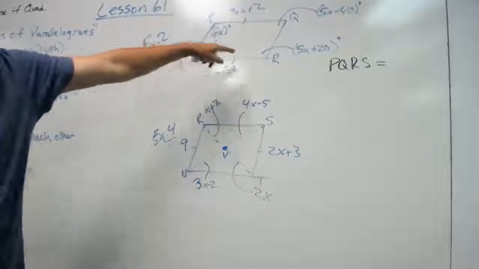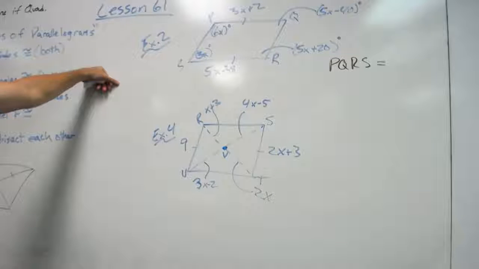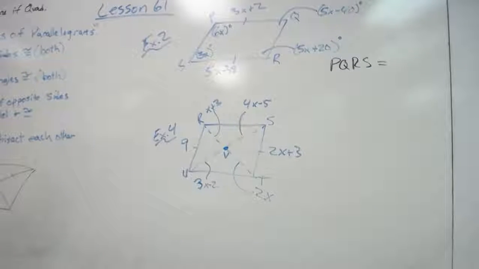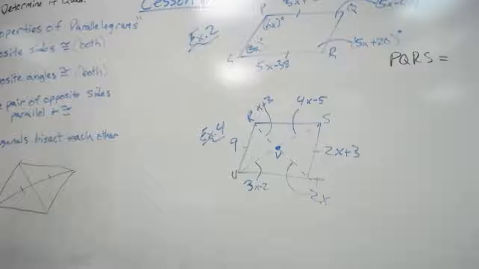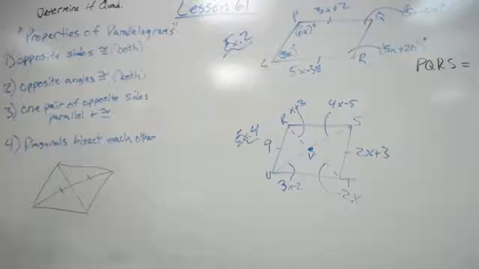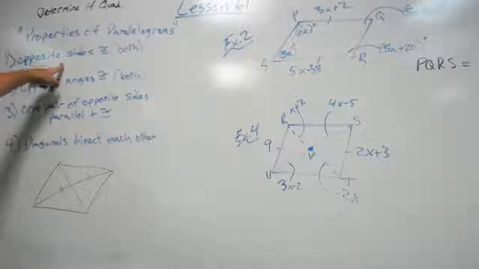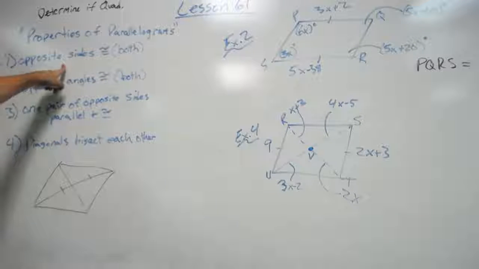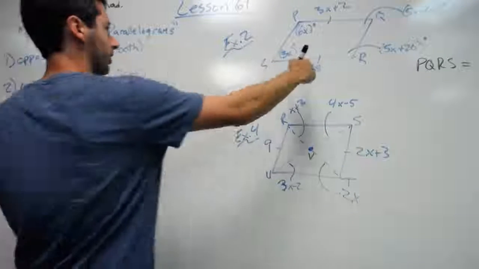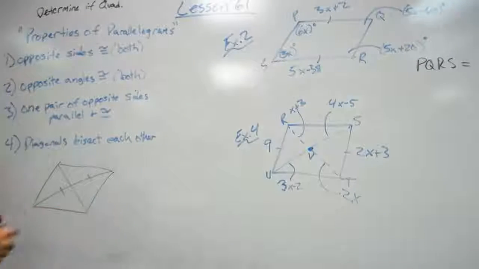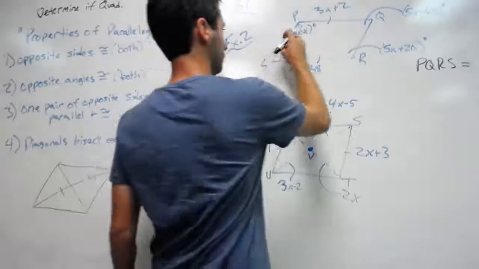So we've got a lot of information here. How can we use what we know to figure out if it's a parallelogram? Well, let's go back to some of our properties here. The first property was that both pairs of opposite sides are congruent. Well, we only know one pair of opposite sides is congruent. So we can't necessarily use that to know that these are congruent.